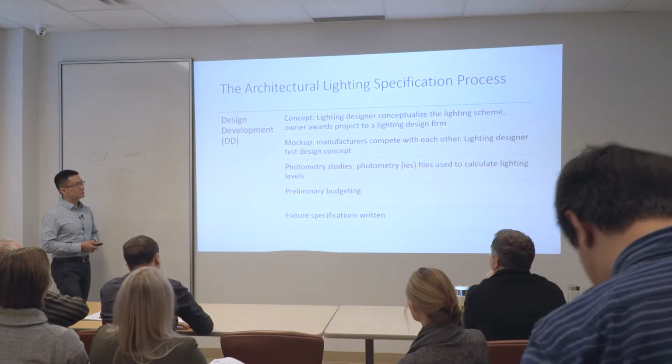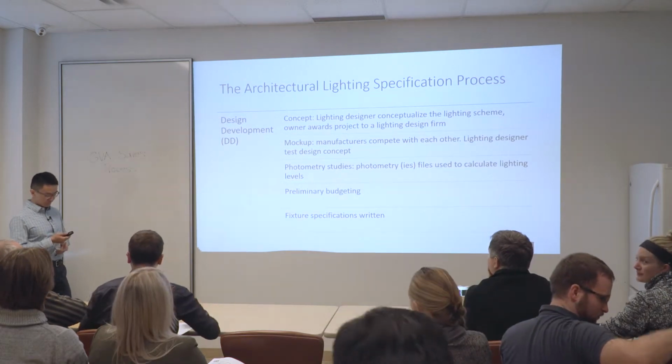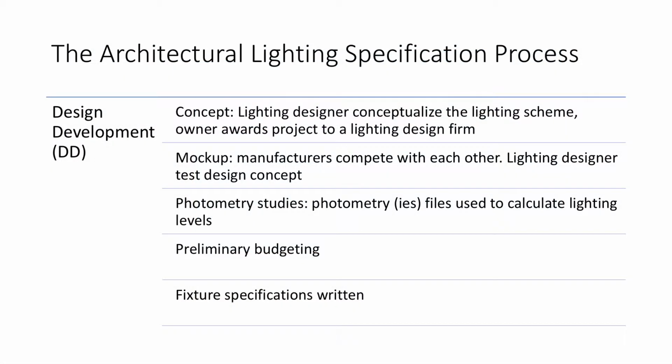So here is the beginning of an architectural specification sales process. It starts at the concept level. So the lighting designer conceptualizes the lighting scheme. And usually for a larger scale project, there can be more than one lighting designer involved at the very beginning. The lighting designer has to come up with a concept, and then they try to sell the concept to the owner, and then eventually they get awarded the project to do further work on the project.